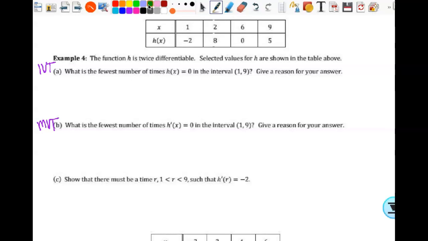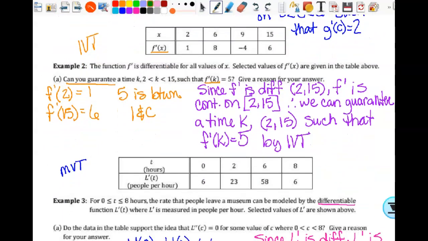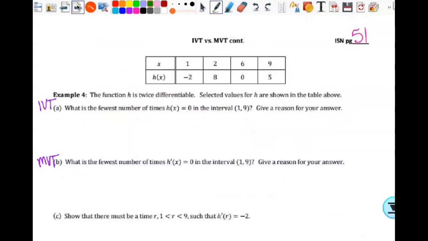So what is the fewest number of times h of x equals 0 on the interval from 1 to 9? Well, without doing all the stuff that we have to do, we can look at these, even like this one over here, before we did anything, is there a time where f prime of k has to equal 5? Well, yeah, it can equal 5 here somewhere. It's also going to equal 5 here somewhere and here somewhere, right? Because if it's continuous, we have to pass through those numbers. So there is a time, but there's actually at least 3 times. There could be more because we don't have a lot of data, right? So we can figure that out before we ever start, but then we have to have some proof here.